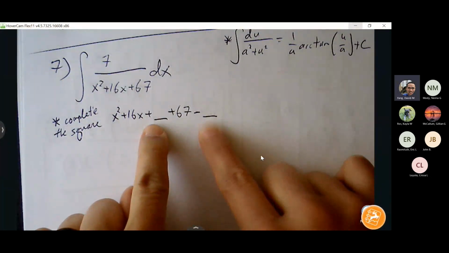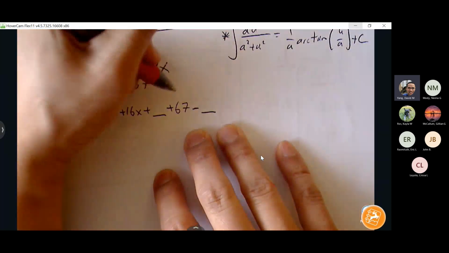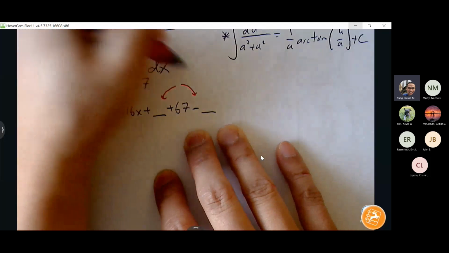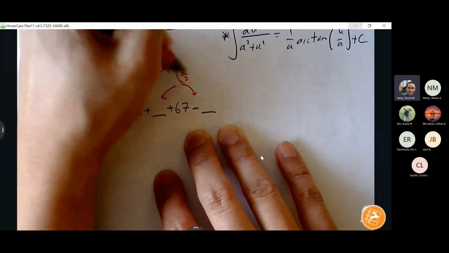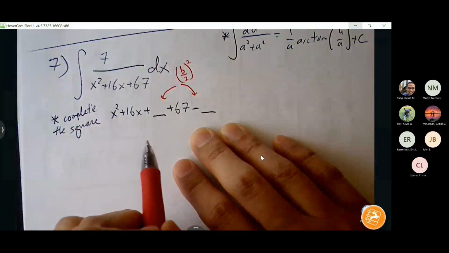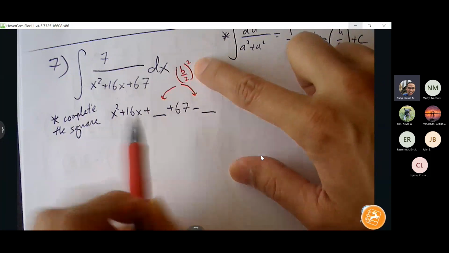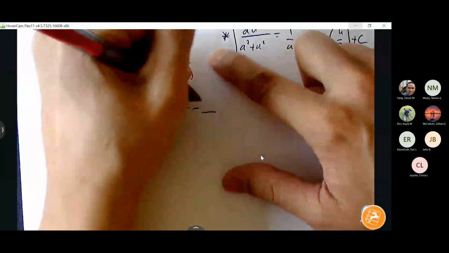So we have a plus space and a minus space to ensure that whatever number we add, we immediately subtract, so we don't change the overall value of the expression. Now what goes inside the space is this formula, b over 2 squared. What's my b value? 16. 16 over 2 is 8. 8 squared is 64.